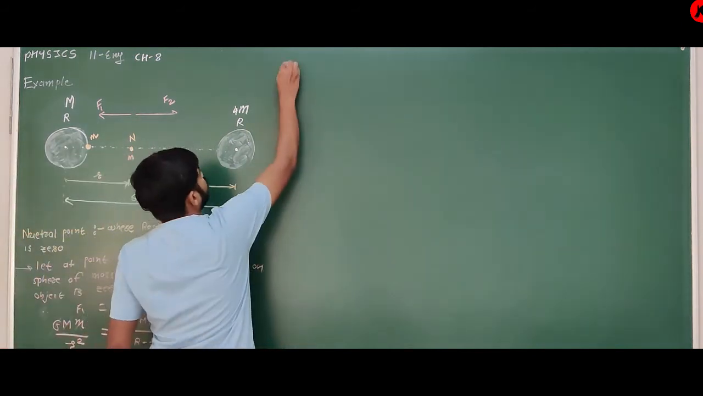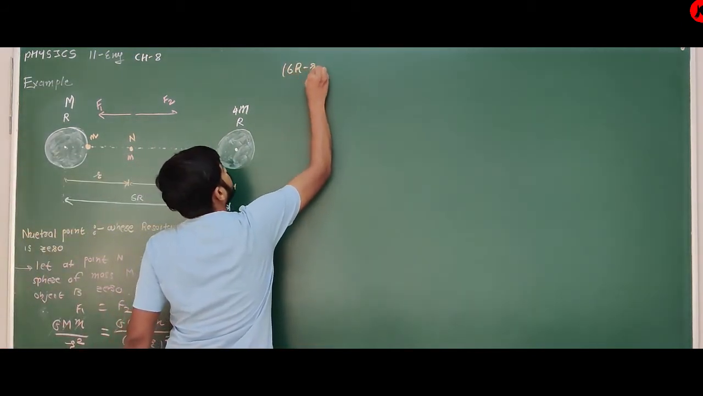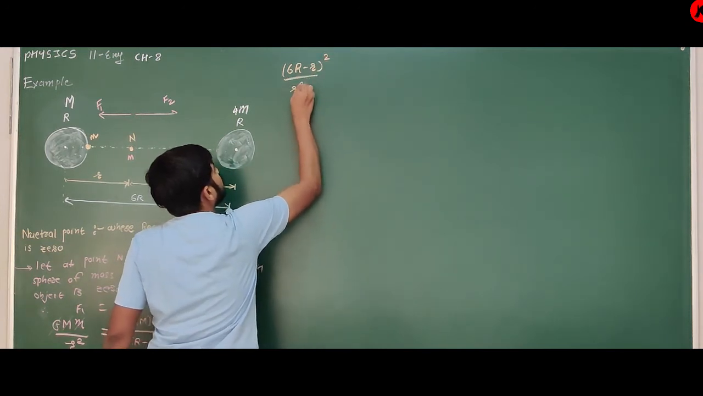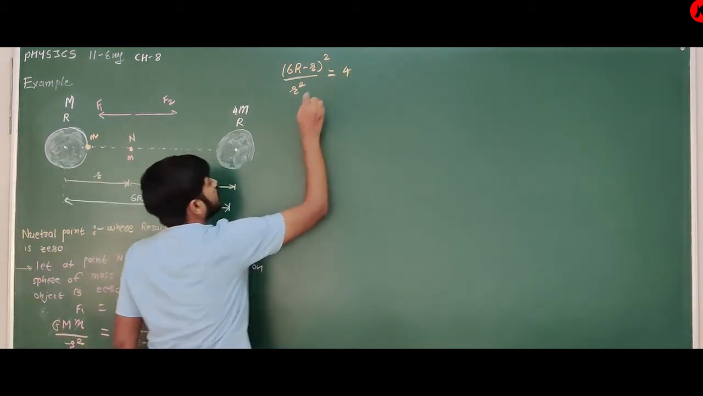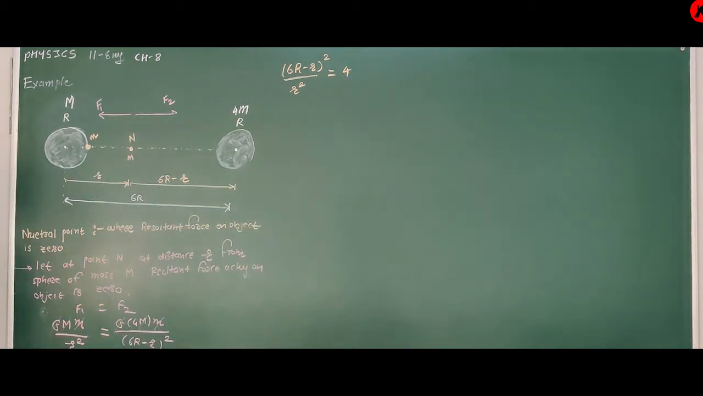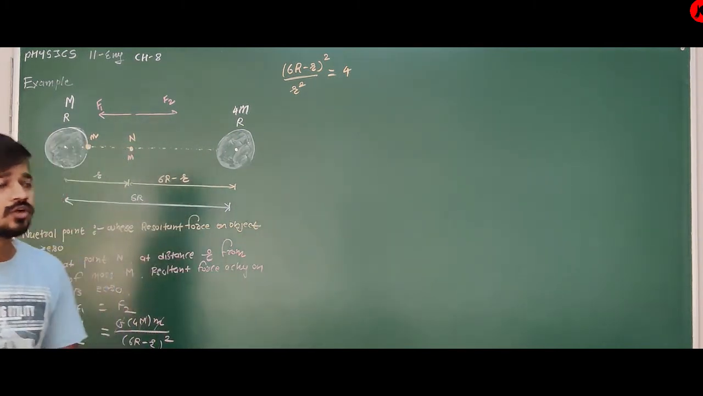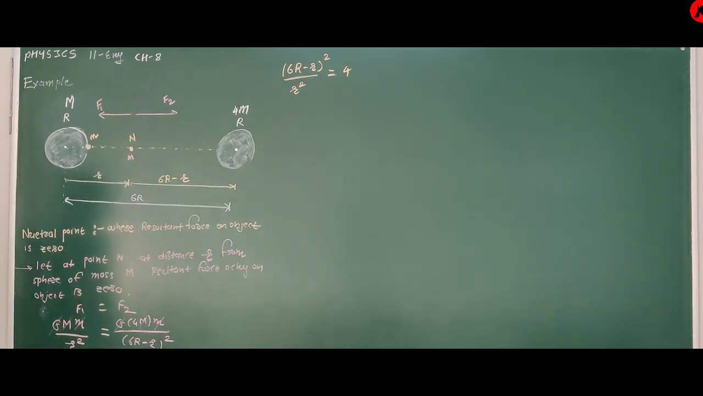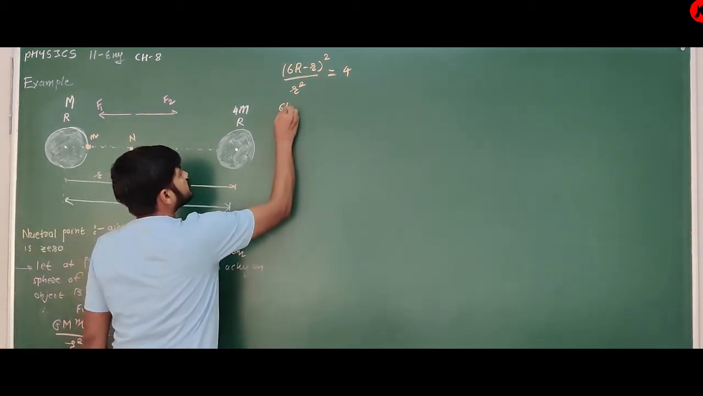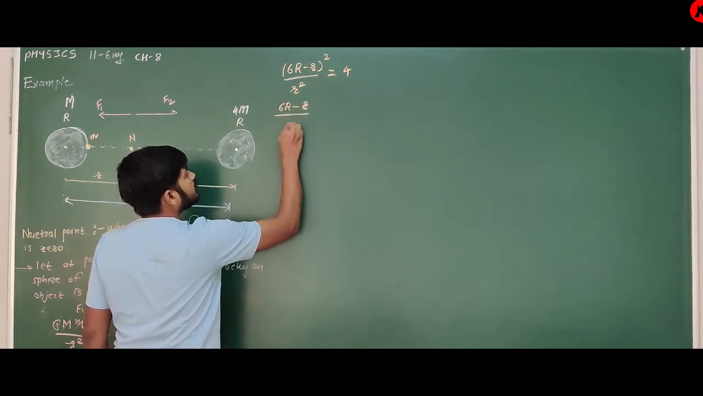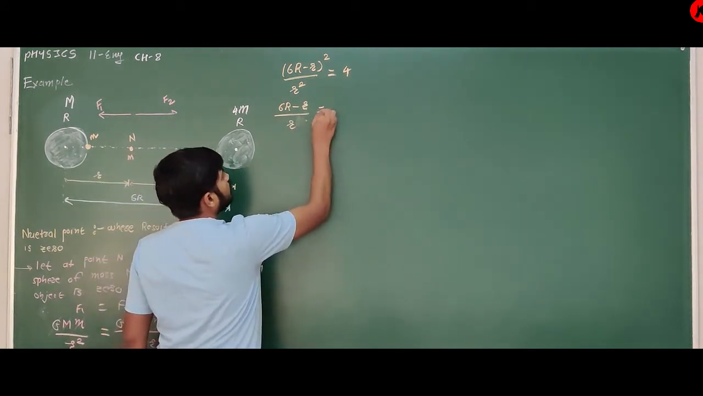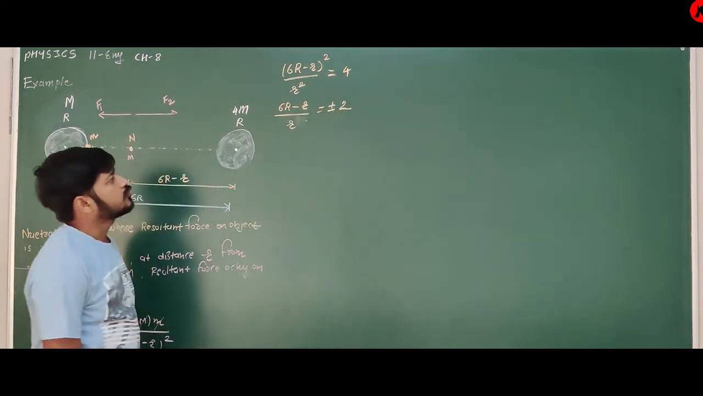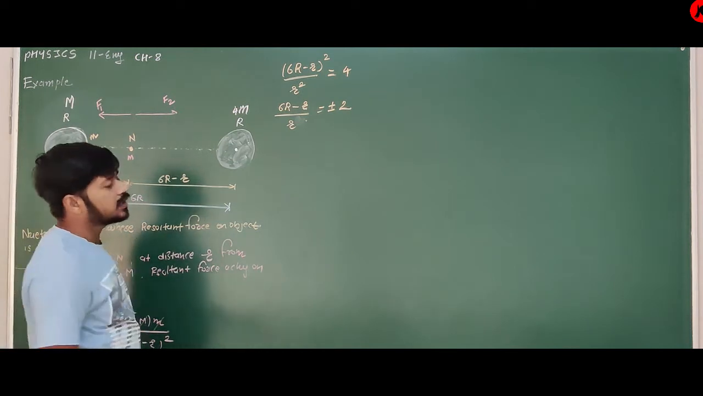So it will be (6r minus r) whole square divided by r square is equal to 4. Clear about this? So (6r minus r) whole square upon r square is equal to 4. If we take square root, then here it is (6r minus r) upon r is equal to plus or minus 2. Clear about this?